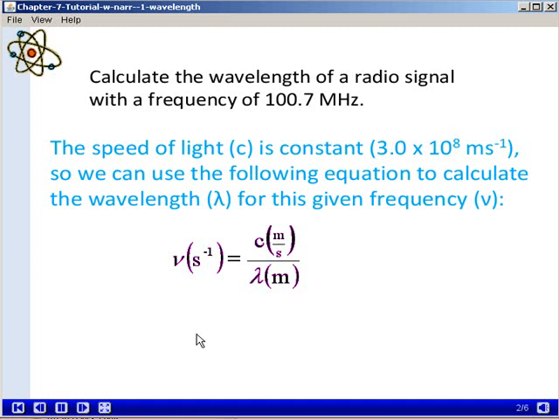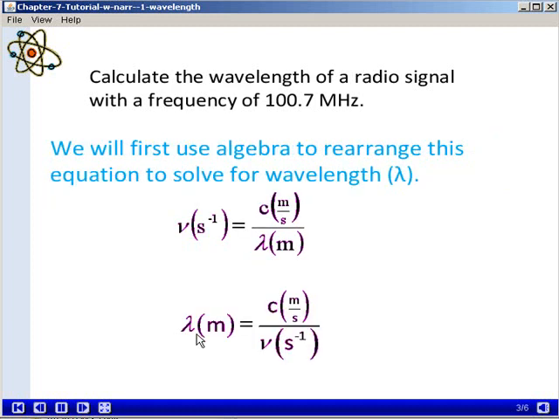In the equation, it relates nu to c over lambda, nu expressed in units of seconds to the minus 1. C, the speed of light, once again, is meters per second, sometimes expressed as meters times seconds to the minus 1 power. And the wavelength lambda must be expressed in meters in this equation.